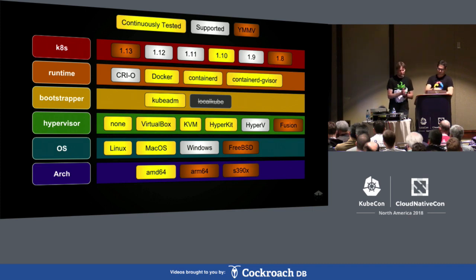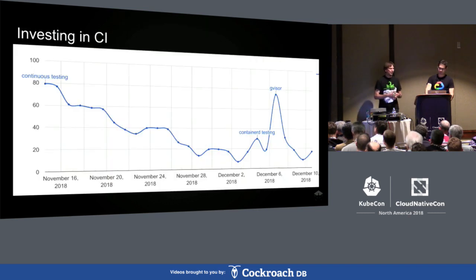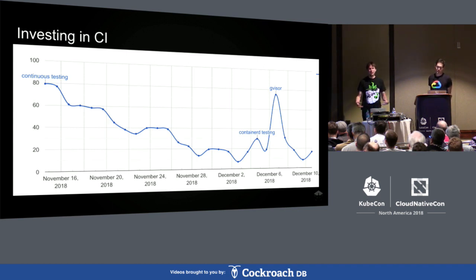So to make this matrix possible, we have to have ridiculously good continuous integration testing. And so most of the investment this last quarter for us as a team has been investing in our CI.